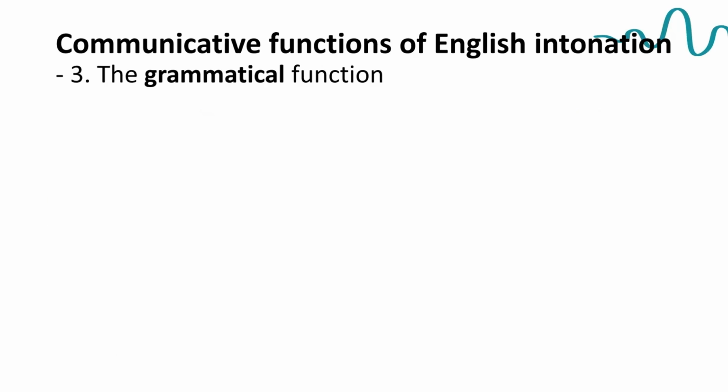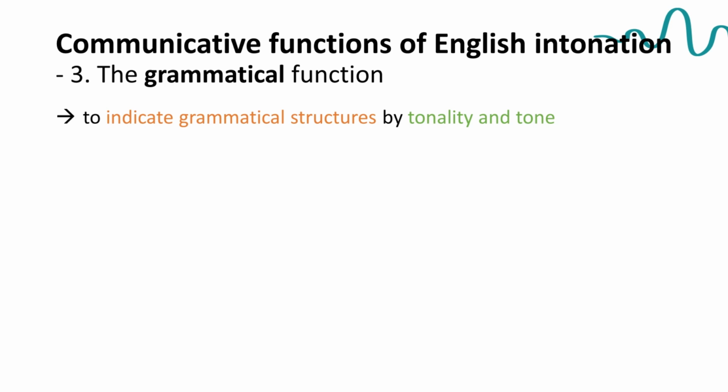Grammatical function is to indicate grammatical structures by tonality and tone. Typically, the grammatical function is demonstrated by creating sentences that, in written form, seem ambiguous and can only be clarified by using variations in intonation.